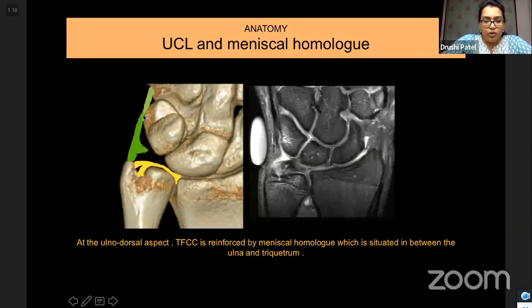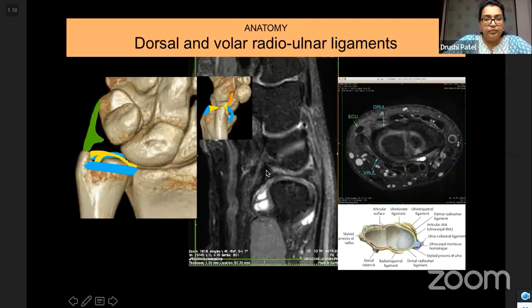Also, at the ulno-dorsal aspect, the condensation of the connective tissue at the periphery results in a triangular structure that is known as the ulnar meniscal homologue, which is between the ulna and the triquetrum bone. A small amount of fluid in the prestyloid recess is considered normal. Now, there are two ligaments, the dorsal and the volar radioulnar ligaments.